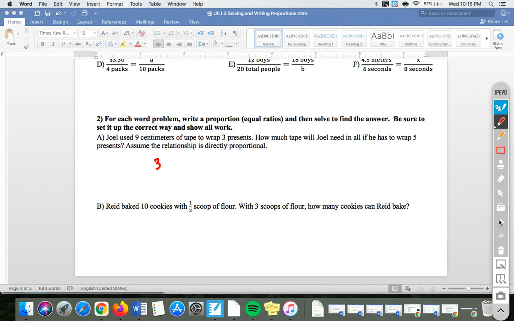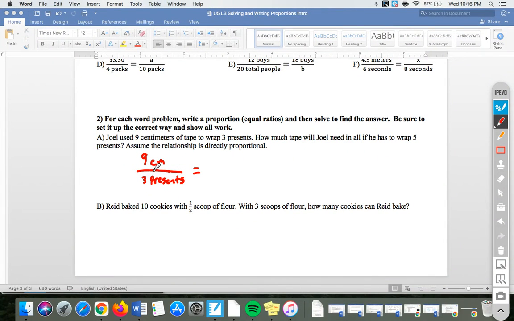I'm going to put presents on top because... never mind. I'm going to back it up. I'm going to put centimeters on top. Sorry. So 9 centimeters per 3 presents. That's a rate, because I'm saying how many centimeters he is using per present. So I could define the unit rate. You don't need to find the unit rate because we're solving a proportion, but you could find the unit rate and then go from there to solve this. That's one of the many different ways you could solve proportions.